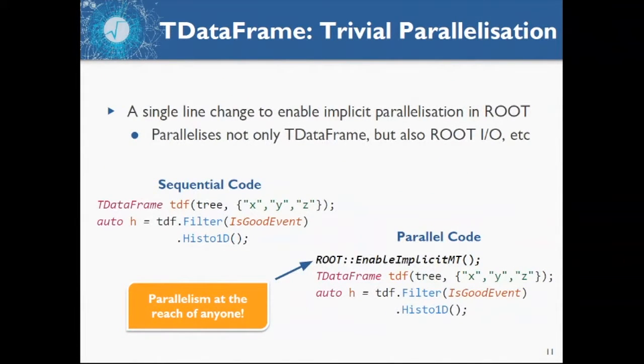Another thing is parallelization in this model is trivial. You add this, enable implicit MT, and the other part, this is the same. Don't have to change. So it's really parallelism at the reach of anyone. And when you call root enable implicit MT, you're not only parallelizing the T-data frame internal operations, but if you have 100 branches, you also parallelize root I/O, for example, and other areas of root that support implicit parallelization.